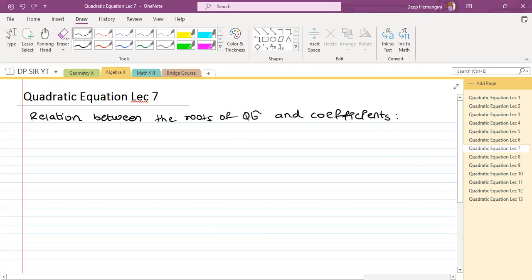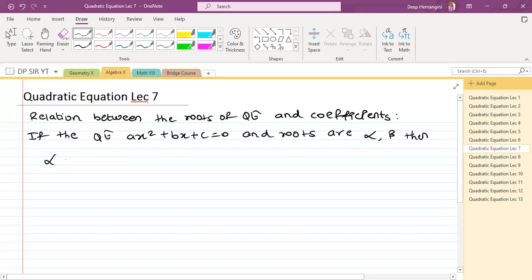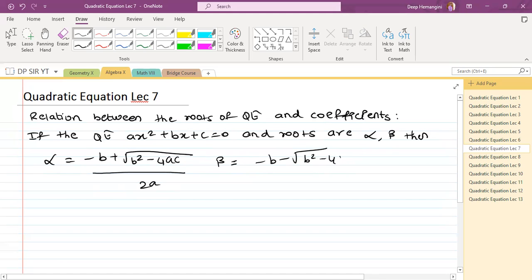Remember this. If the quadratic equation is ax square plus bx plus c is equal to 0, and the roots are alpha and beta, then alpha is equal to minus b plus under root of b square minus 4ac upon 2a, and beta is equal to minus b minus under root of b square minus 4ac upon 2a.